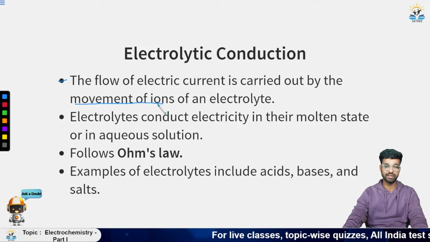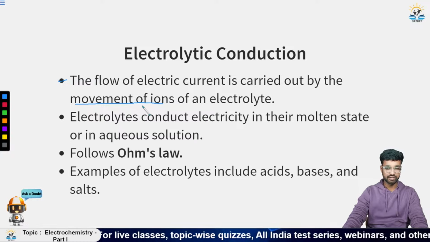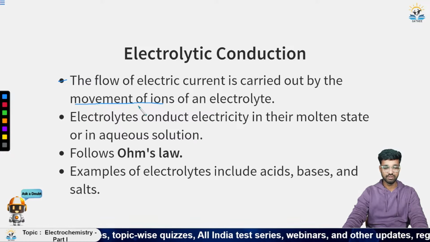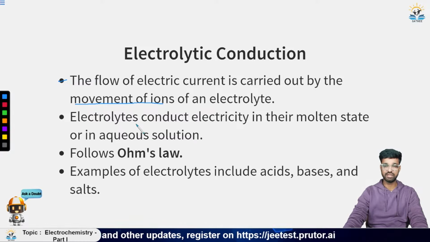You know very well that whenever an electrolyte is dissolved in water, it gets its aqueous form and releases ions. Depending on the nature of the electrolyte, whether it is strong or weak, it will release a different number of ions. You have studied this in the chapter on ionic equilibrium as well.